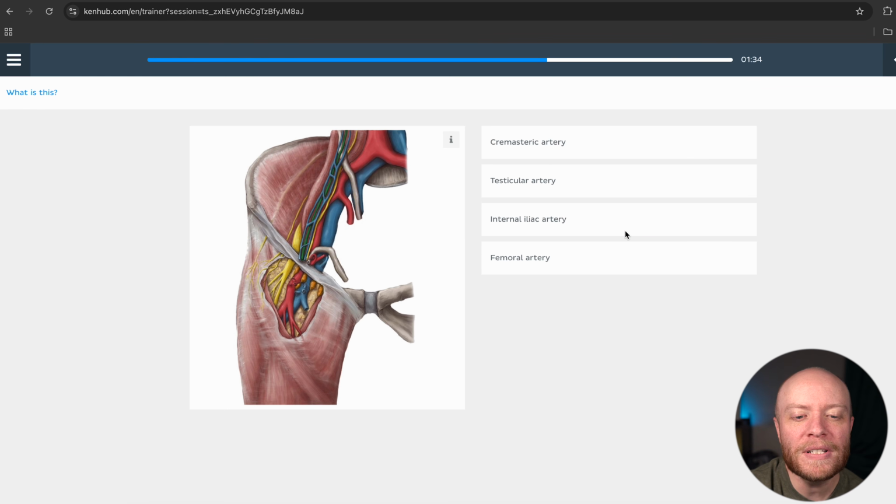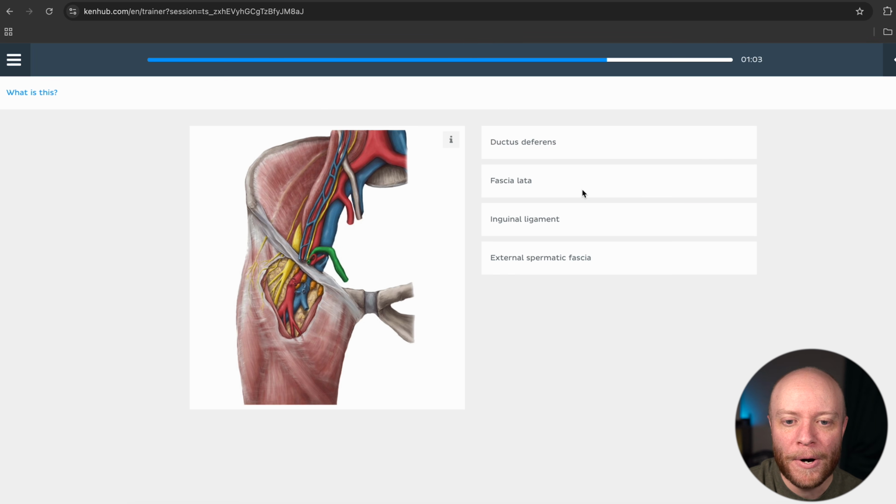All right, so this one is a little difficult to see. There's this really narrow line going through, and this was also very difficult to see in the image in the physical atlas. So I'm going to look right next to me. Is this the cremasteric artery, the testicular artery, the internal iliac artery, or the femoral artery? Again, this is really small and narrow, but this is going to be the testicular artery.